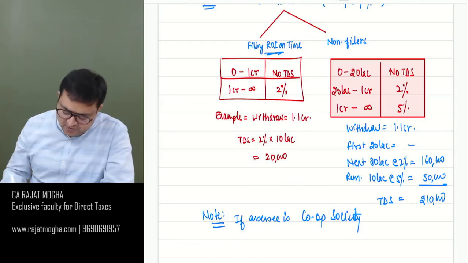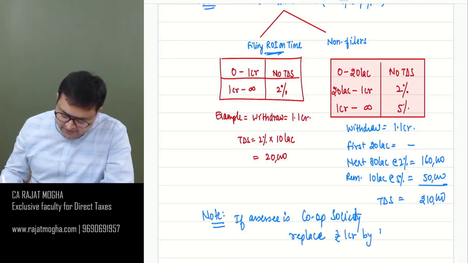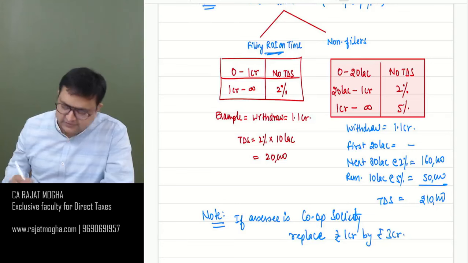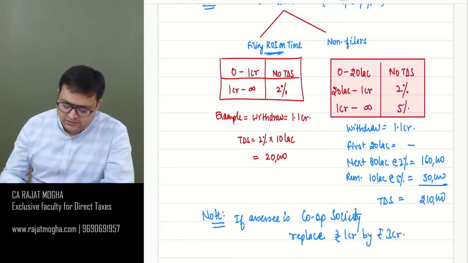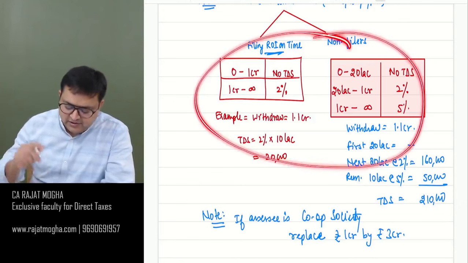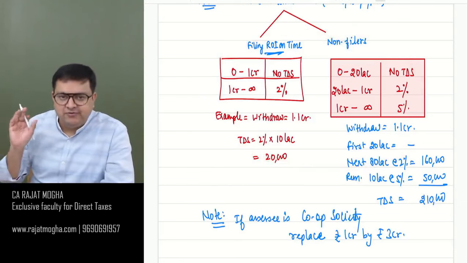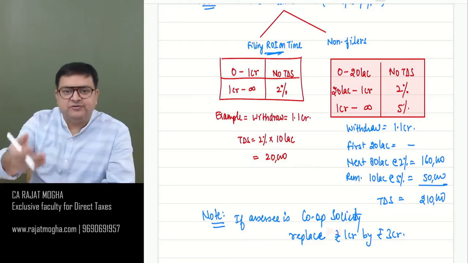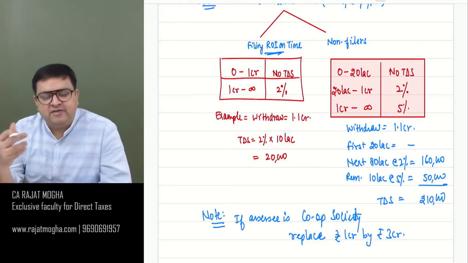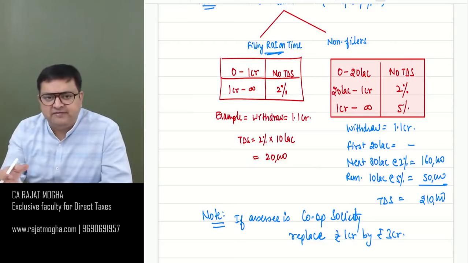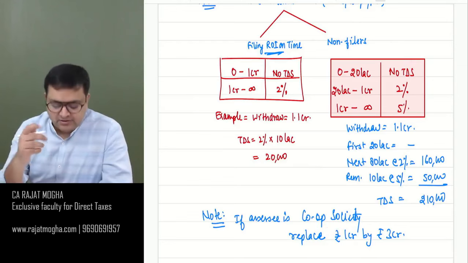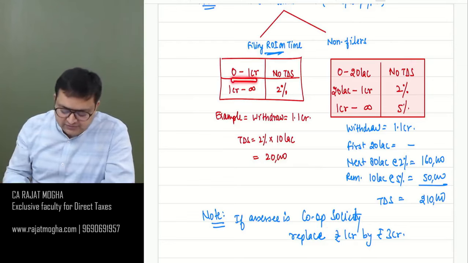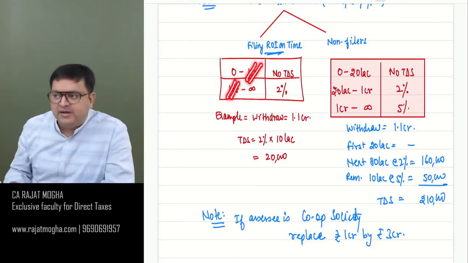If the assessee is a cooperative society, then replace rupees 1 crore by rupees 3 crores. So wherever you are seeing 1 crore, just replace it by 3 crores. So if the person who is withdrawing is a cooperative society, let's say they have their bank account in SBI, HDFC, wherever, they are withdrawing the amount, then 0 to 3 crores, wherever you are seeing 1 crore, it will become 3 crores.